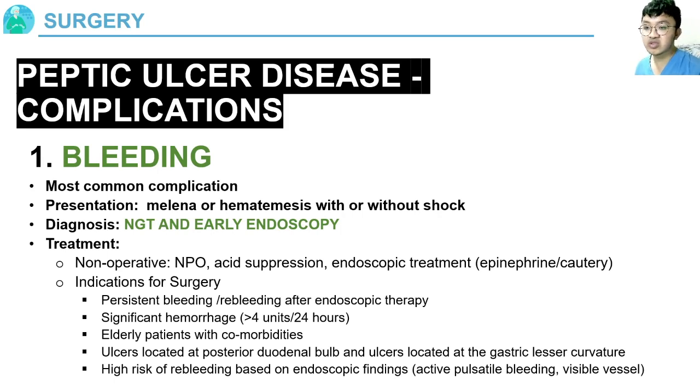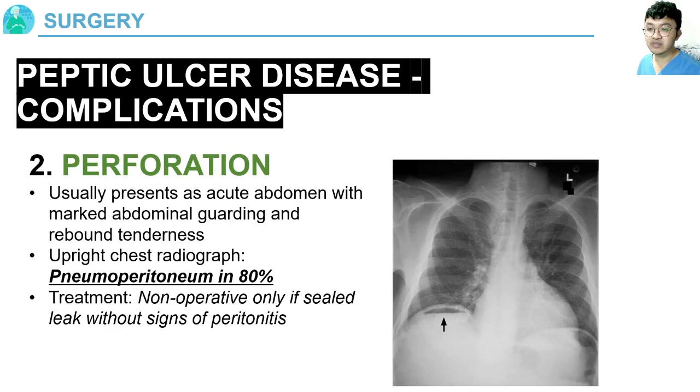So what are the indications for surgery for bleeding peptic ulcer disease? Persistent bleeding or rebleeding after endoscopic therapy. If there's significant hemorrhage, more than 4 units. In elderly patients with comorbidities, if it's found in the posterior duodenal bulb and there's high risk of rebleeding based on endoscopic findings, then you can proceed to surgery. But otherwise, manage it conservatively.